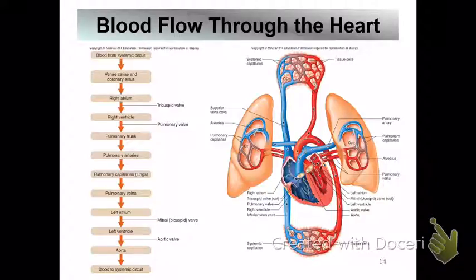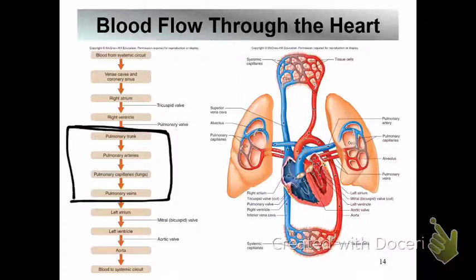There's the flow of blood through the heart. Let's take a second and look at this. Okay, you'll see from right here where it says pulmonary trunk all the way to pulmonary veins. That is the pulmonary circuit. Okay, right here, just pointing this out because you want to study that right there. That's what we just went over with the drawing. The mitral valve is also called the bicuspid valve. So either one is acceptable.